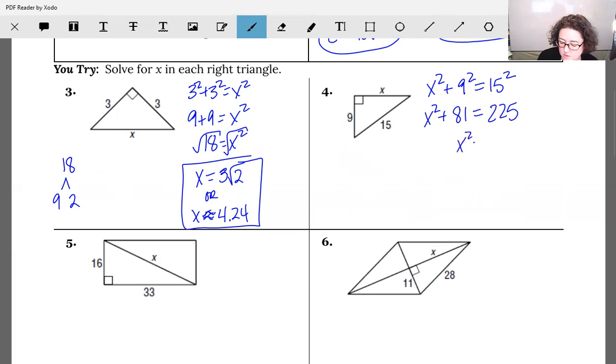Okay, subtract your 81. So that's going to give us 144. And I remember that, that's my 12 squared. So when I take the square root of both sides on here, my x comes out as exactly 12.